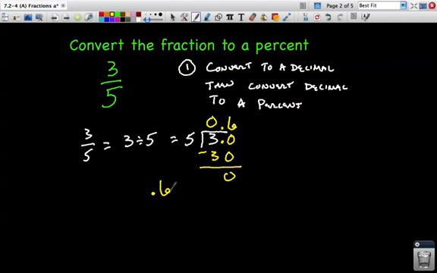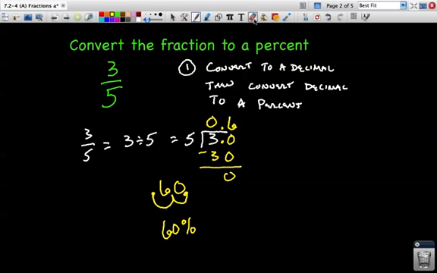So I have my decimal. Now I need to convert my decimal to a percentage, and the way I can do that is multiply it by 100, or move my decimal place over 1, 2. So here it is. I've got to fill in this little blank right here though, so I'm going to fill it in with a 0. So it becomes 60 point nothing, so just 60%.